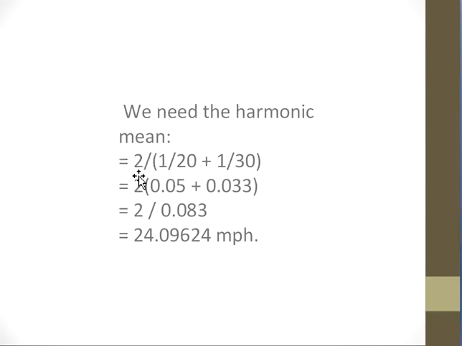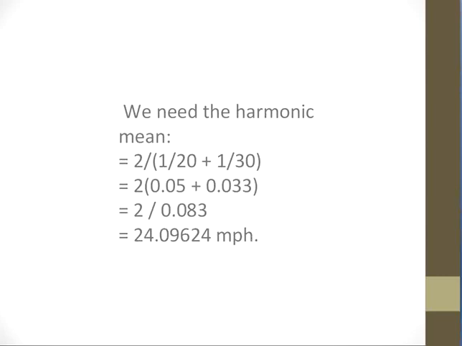So the number of values is 2, n is 2, and what will the sum of 1 by x be? 1 divided by the first value plus 1 divided by the second value: 1 by x1 plus 1 by x2. We added them and the answer came 0.083, and dividing 2 by it, we get 24.0962. This is in miles per hour. This is his average speed.